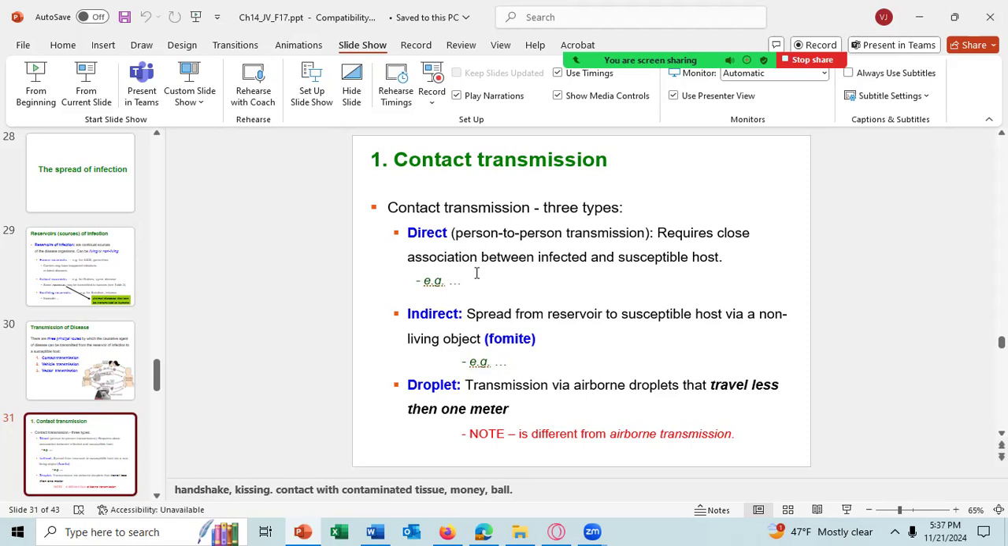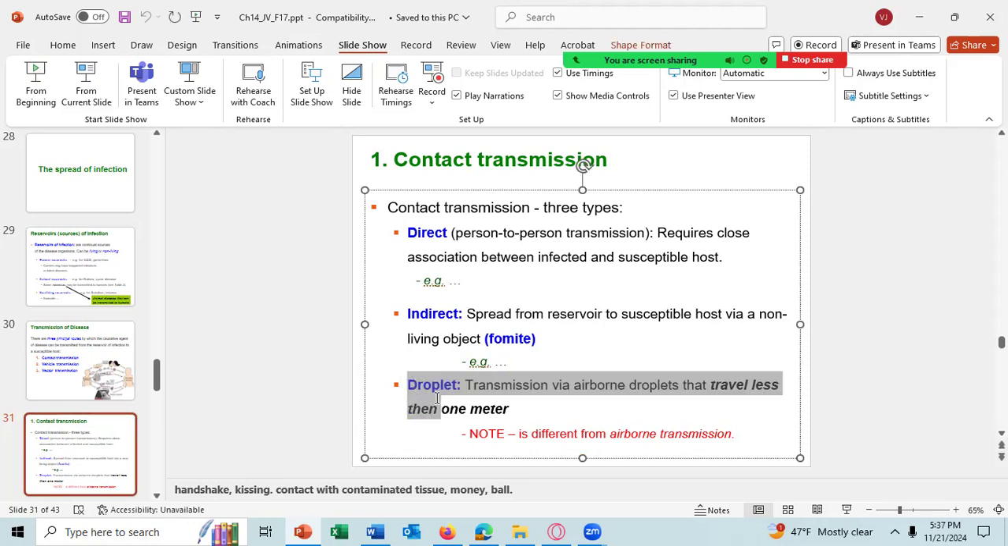The third contact transmission is droplet transmission. I'm going to talk about it, but you don't need to know it. And that is, droplet transmission is transmission via airborne droplets that travel less than 1 meter. So somebody who sneezes or coughs and somebody is within 1 meter of that person, and then they pick up the disease, that is droplet transmission.